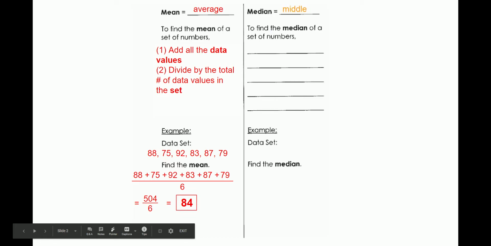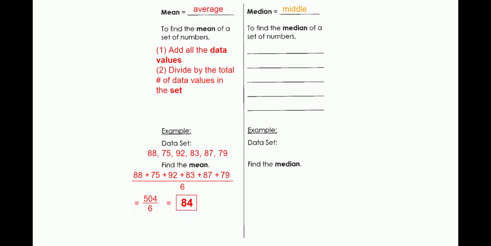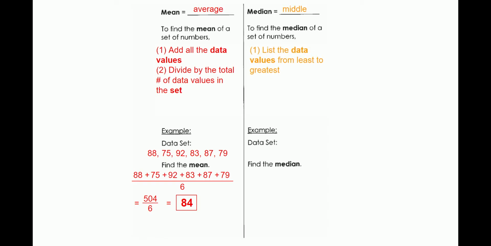The median is the middle, or the middle number. To find the median of a set of numbers, number one, you're going to list the data values from least to greatest. And then number two, you need to find the middle number. If two numbers are in the middle, then you're going to find their average. So let's take a look at another data set. We've got 74, 73, 78, 76, 68, 65.